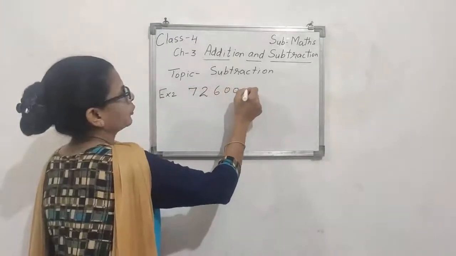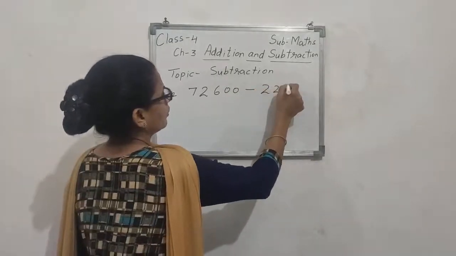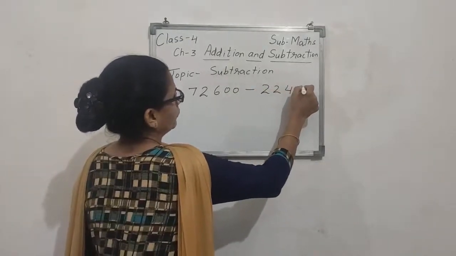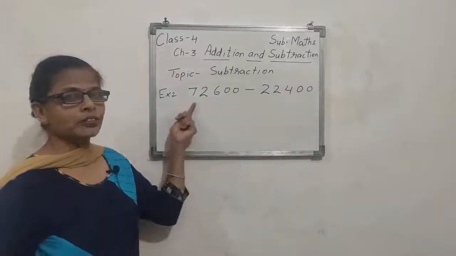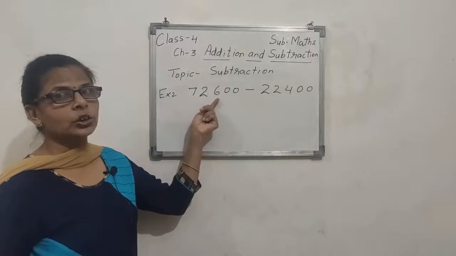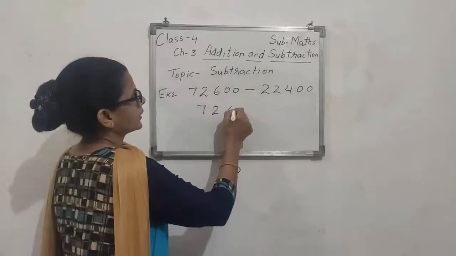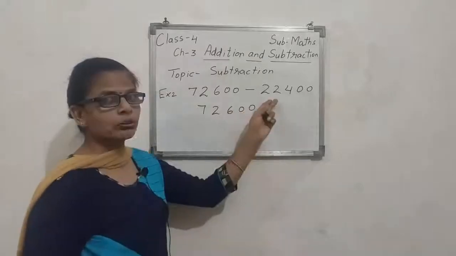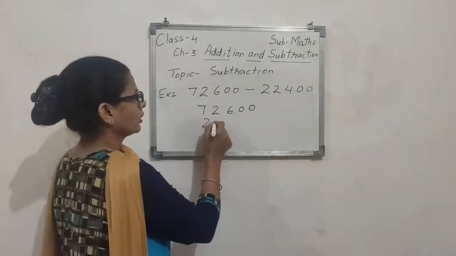72,600 minus 22,400. Yes, bigger number is 72,600. So this number will be written up, 72,600, and the smaller number is 22,400. This will be written downside.